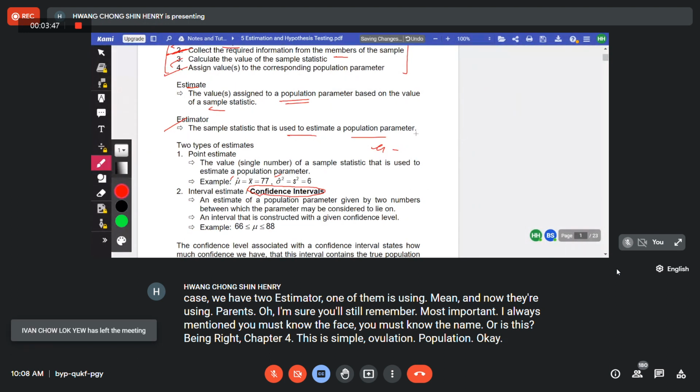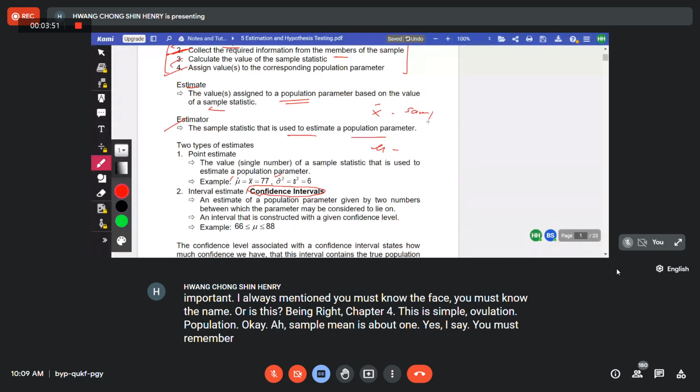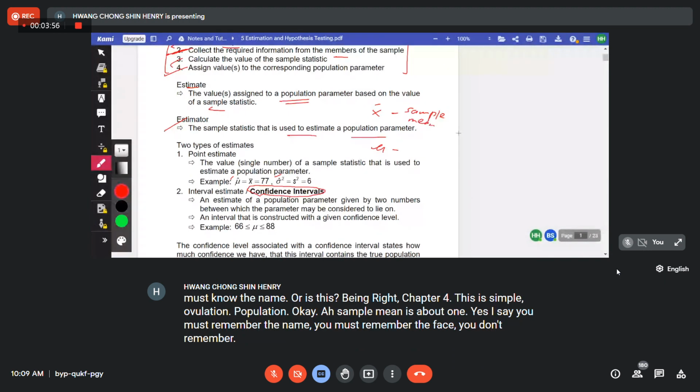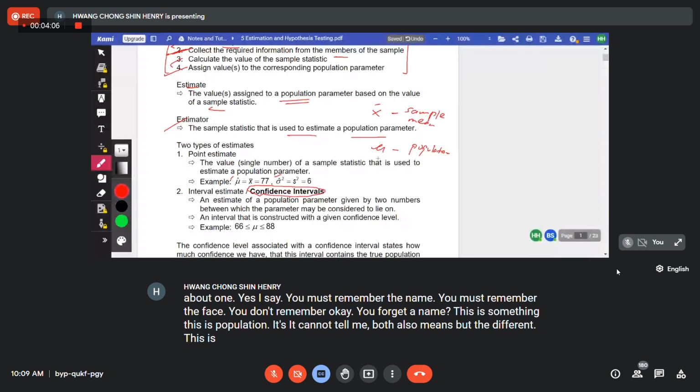Okay? Sample mean is the one with the bar. That's why I say you must remember the name, you must remember the face. You don't remember the face only. If you forget the name, this is the sample mean, this is the population mean. You cannot tell me both are also just mean, because it's different. This is for the small group. This is for the big group.